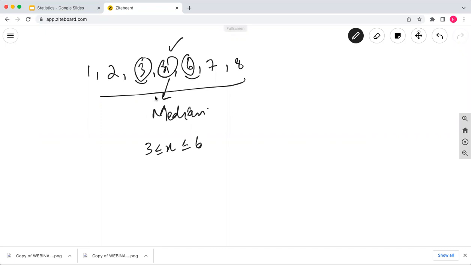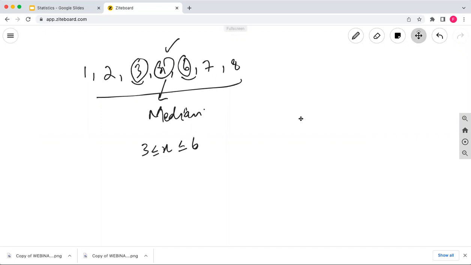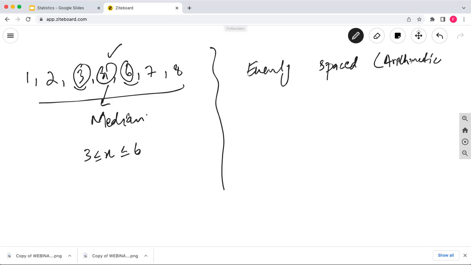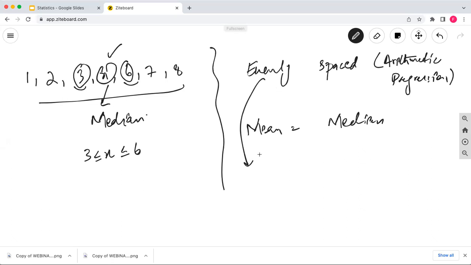Okay. Now next thing is, if we are given that our set is evenly spaced, in other words, an arithmetic progression, in that scenario, remember, mean is always equal to median. And this could be written in the form, for example, that we have consecutive integers.